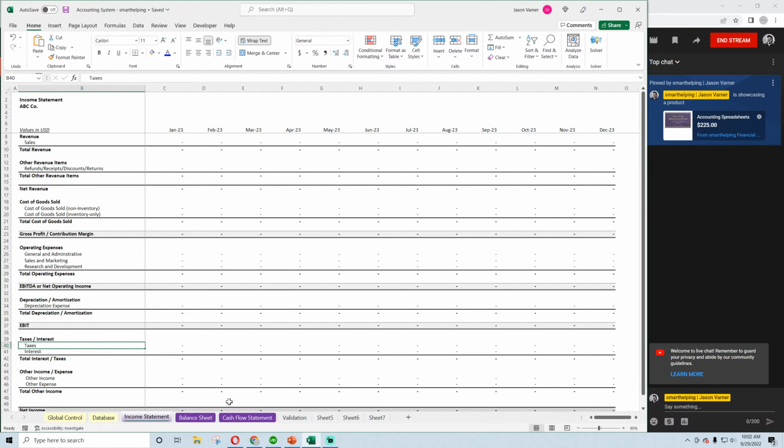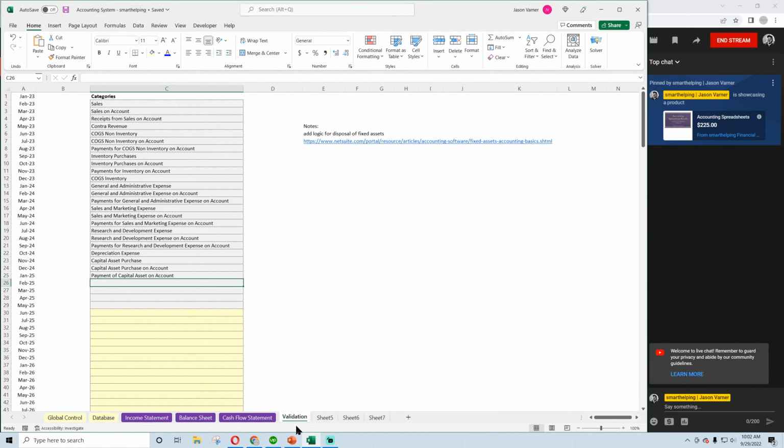So taxes, a couple things. Let's think about it. Tax expense is going to hit the income statement. We are going to have to differentiate, and this is income tax we're talking about, not sales tax or anything else. So income tax expense.